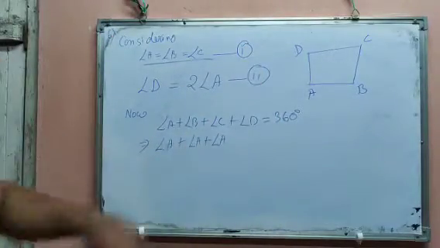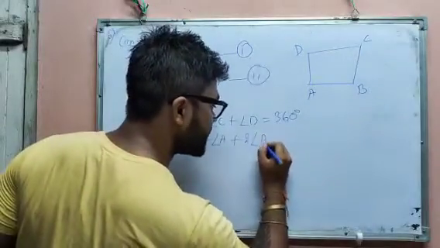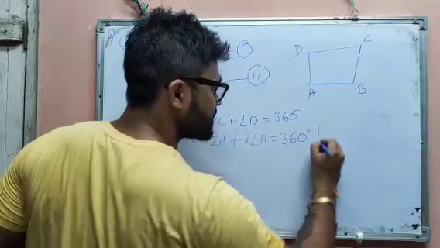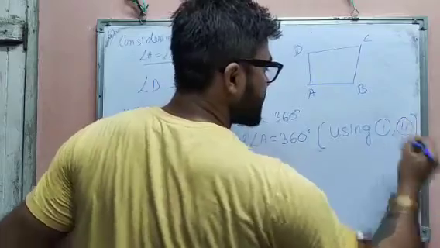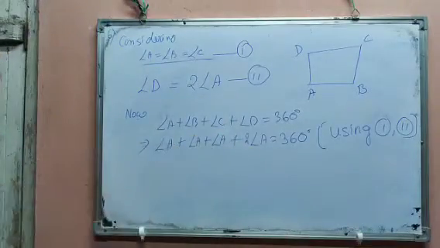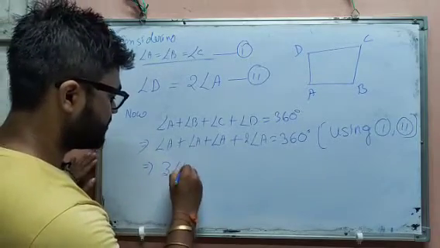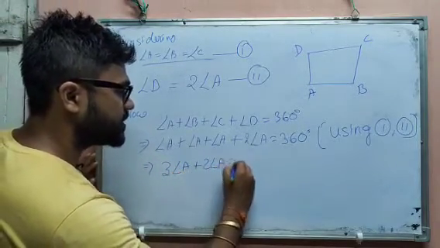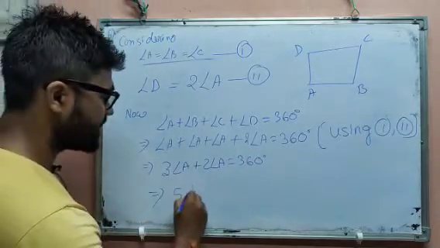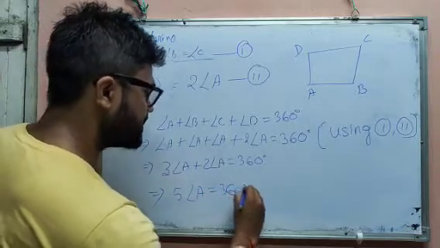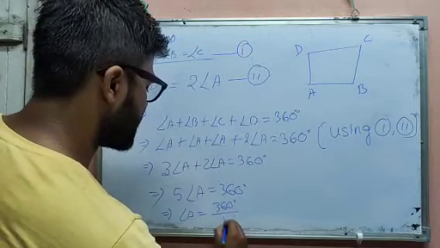So A plus A, and D value from using 2 you can put as twice of angle A equal to 360 degree. We have to write using 1 and 2. Using 1 and 2 we are getting this one. Okay. Now A plus A, thrice of A plus twice of A equal to 360 degree. That means 5 of angle A equal to 360 degree, and angle A equal to 360 degree divided by 5.